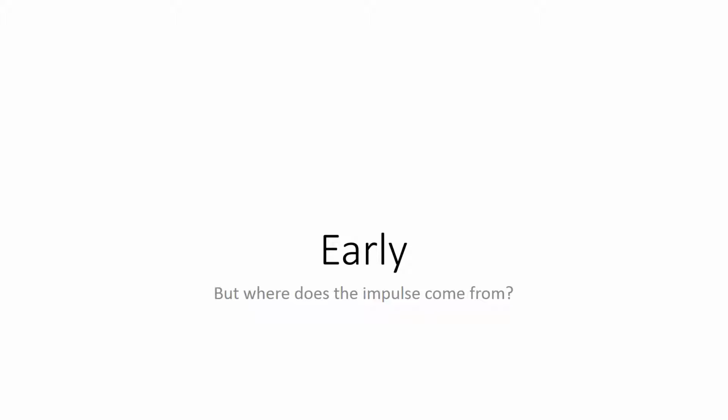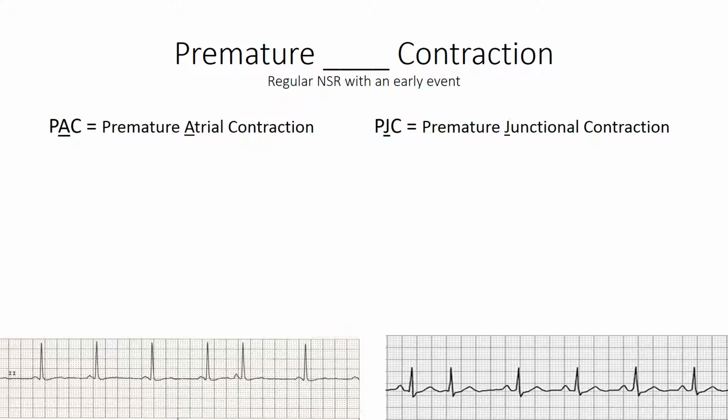What if the beat comes early? Well, if the beat comes early, we can look at that complex and identify where the impulse originated from. So look at the strip on the left. Do you see the regularity of the QRS complexes? Can you identify which one is coming earlier than where it should? The correct answer is this one right here. So let's ask our questions.